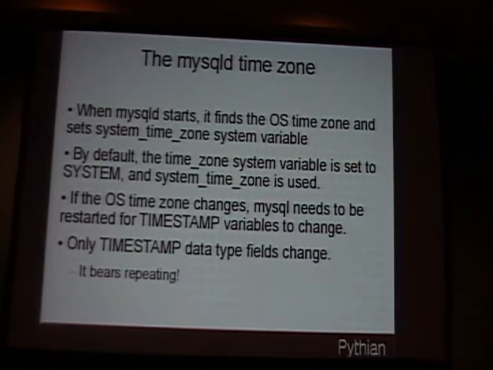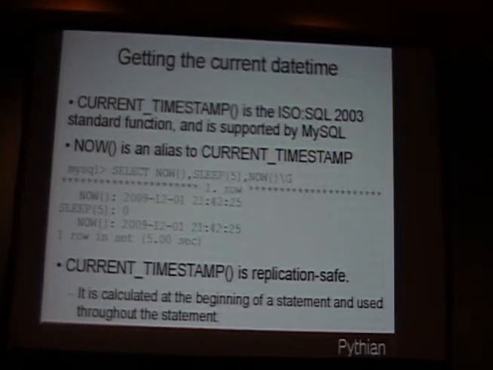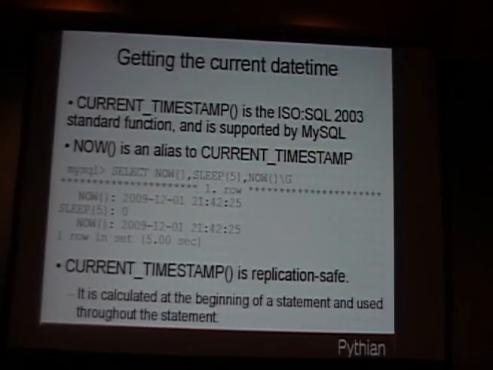Getting the current date time. Current timestamp is the ISO SQL 2003 standard function for how to get the current date time that's supported by MySQL. Now is just an alias to current timestamp. So when we do select now, you don't have to worry. It is basically a standards compliant function. It's just an alias to current timestamp, which is much longer to type out.